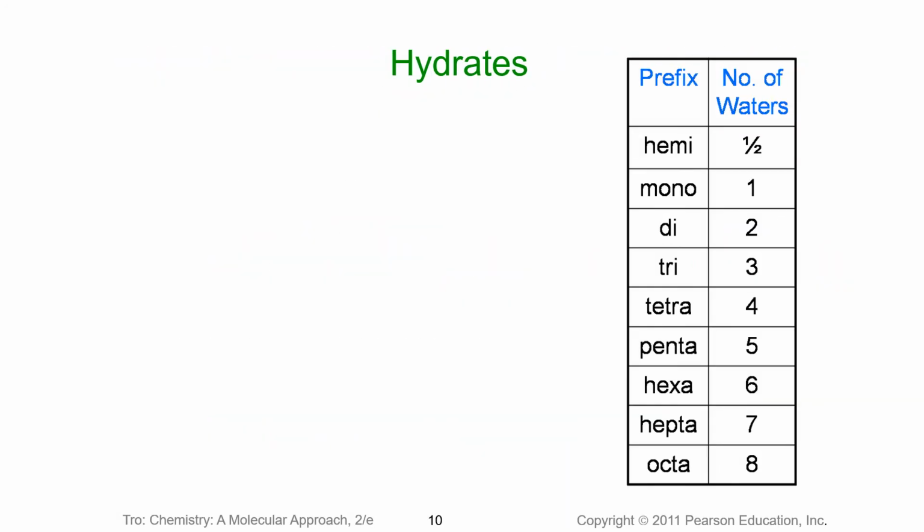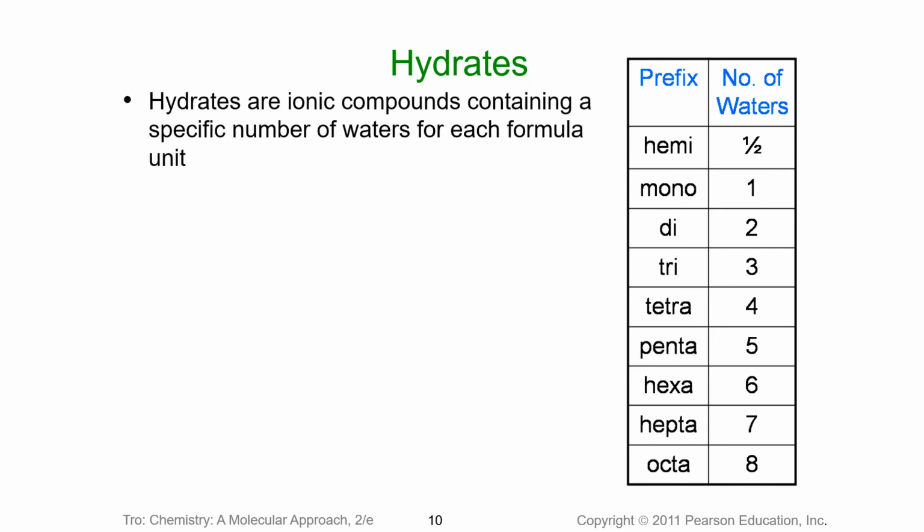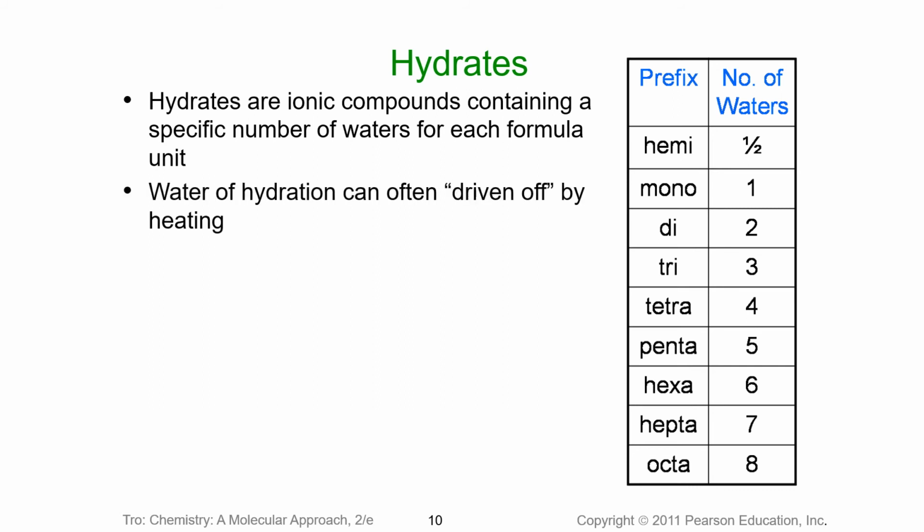Hydrates are a special class of compounds which are still ionic compounds, but they have water incorporated into their chemical structure. And there's a very specific number of waters for each formula unit. We refer to the ionic compound as a formula unit. Now this is a reversible process. We can drive off the water by heating it up and evaporating the water off.